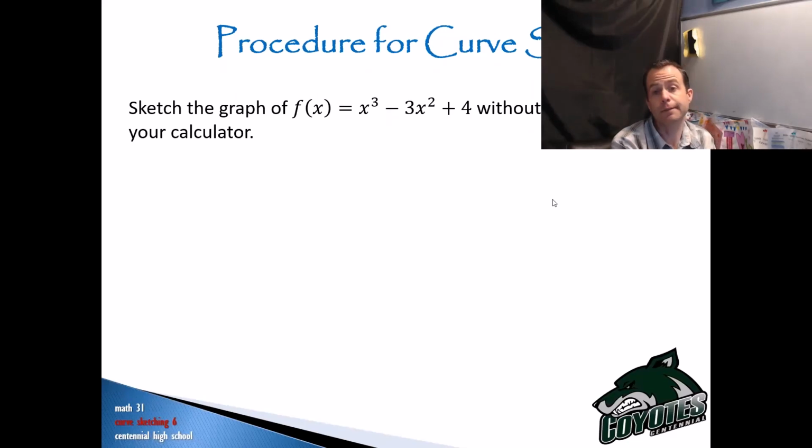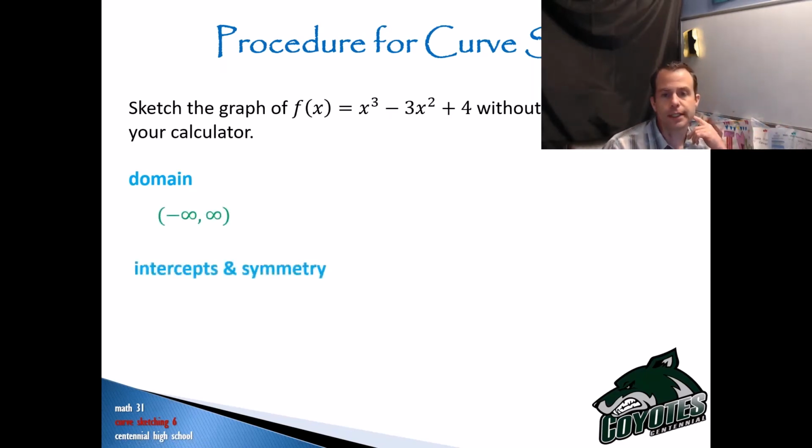Sketch the graph of f of x equals x cubed minus 3x squared plus 4 without graphing on your calculator. Same procedure. First thing we're going to do is determine the domain. This is a polynomial function, so it'll be real. Then we need to take a look at intercepts and symmetry. For intercepts, I know I have a y-intercept at 4.